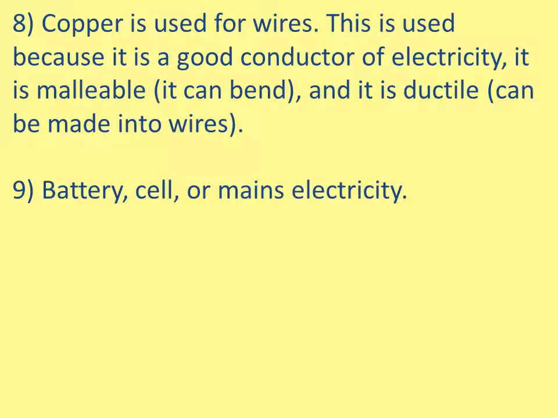Question 9. What's used to give the electrons energy? It's a battery, a cell, or the mains. The electrons in the metal aren't moving, but as soon as they're plugged into the mains, they're given the energy and therefore they can flow around a circuit.